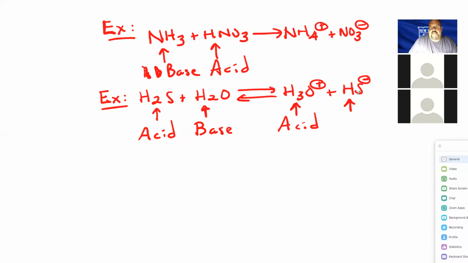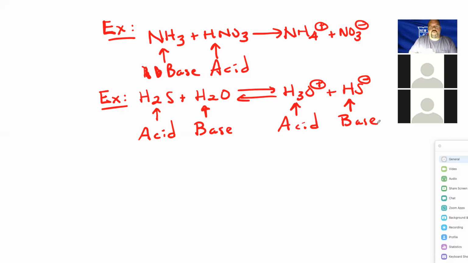And then finally, for the HS minus, which one of the two reactants must the HS minus become? It has to become H2S. How does it do that? Does it do it by donating a proton to the H3O plus or accepting a proton from the H3O plus? It does it by accepting a proton from the H3O plus. And therefore, it would be classified as a base.